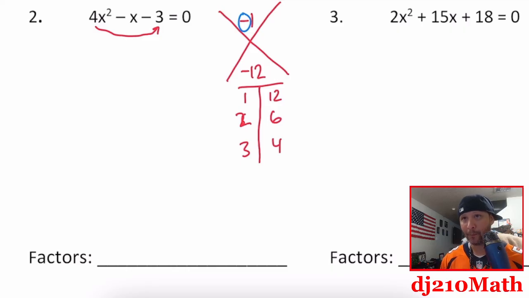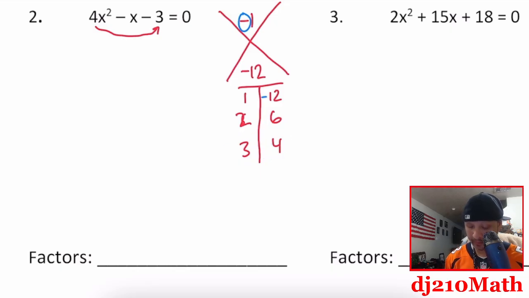Analyze the B value. I need to add these two numbers together so that it equals a negative number. Therefore, the big side has to be negative, right? Because 1 plus negative 12 is negative 11. 2 plus negative 6 is negative 4. 3 plus negative 4 is negative 1. This is actually the one we want.